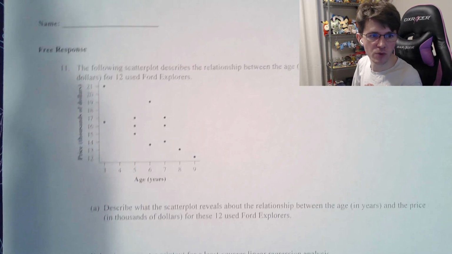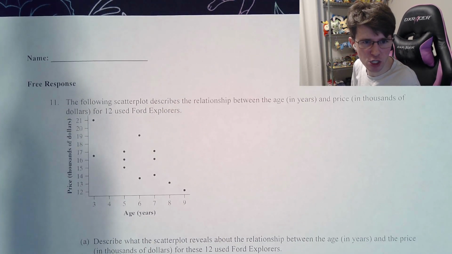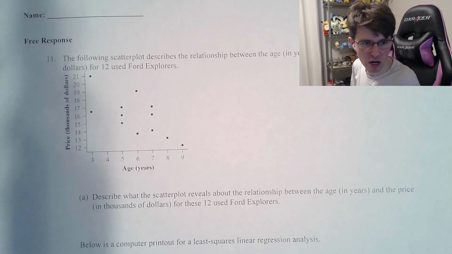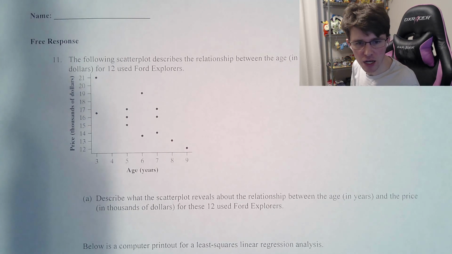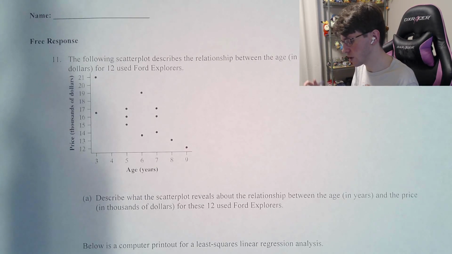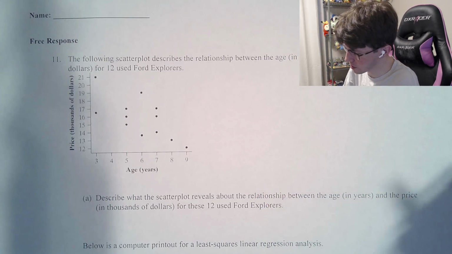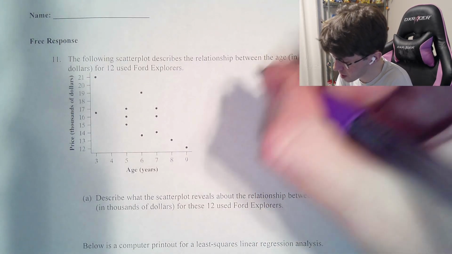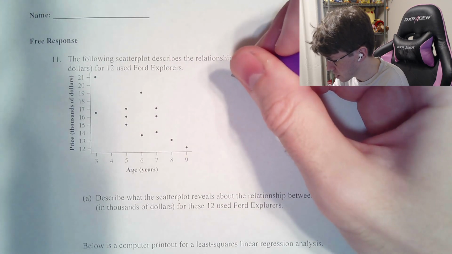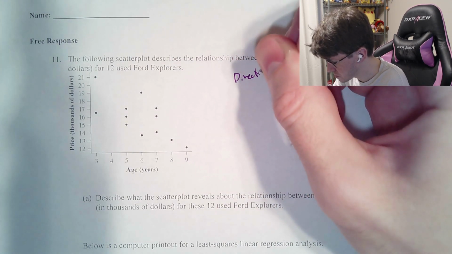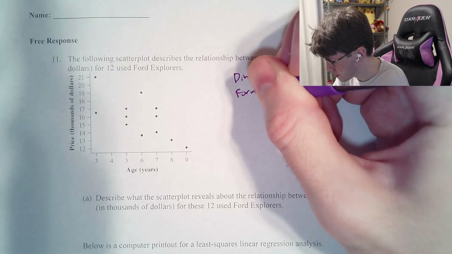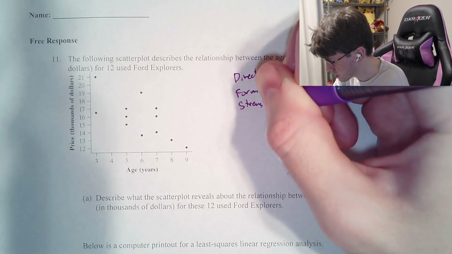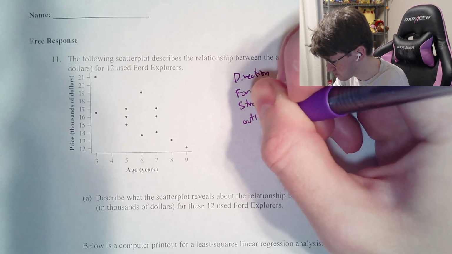Here we go. So we got our free response question. The following scatterplot describes the relationship between the age in years and the price in thousands of dollars for 12 used Ford Explorers. Describe what the scatterplot reveals about the relationship for these 12 used Ford Explorers. So as a reminder of what you want to talk about when you're doing these questions, any scatterplot is going to need the direction, form, strength, and outlier discussion.